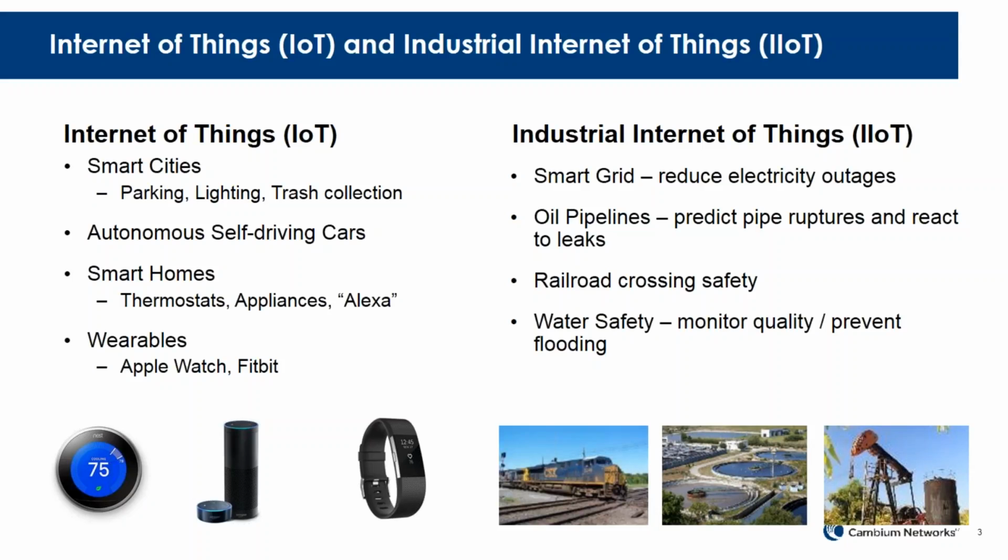And then you also will read a lot about water safety and water quality in the press. Certainly the industrial Internet of Things can help with monitoring the quality, preventing flooding after storms, and monitoring and measuring the flow of water to consumers. So this gives you some examples of how I would compare the IoT to the IIoT. And for the rest of the session, we're going to really be focusing on the IIoT.